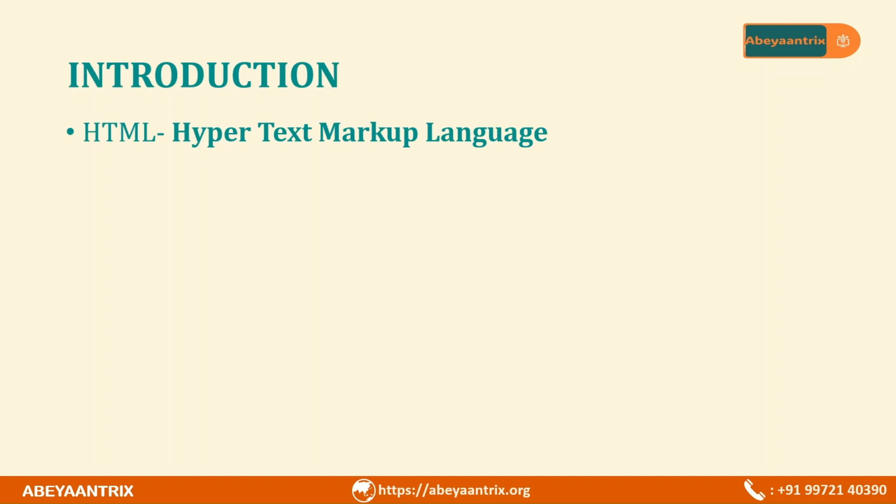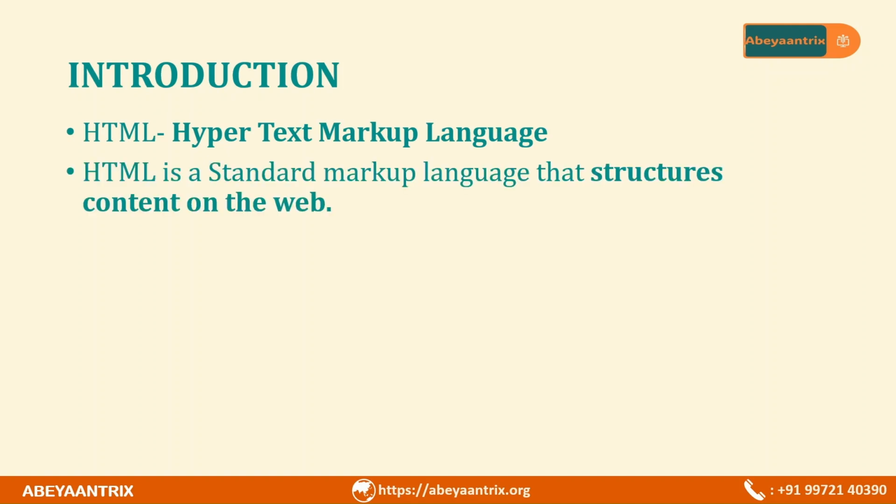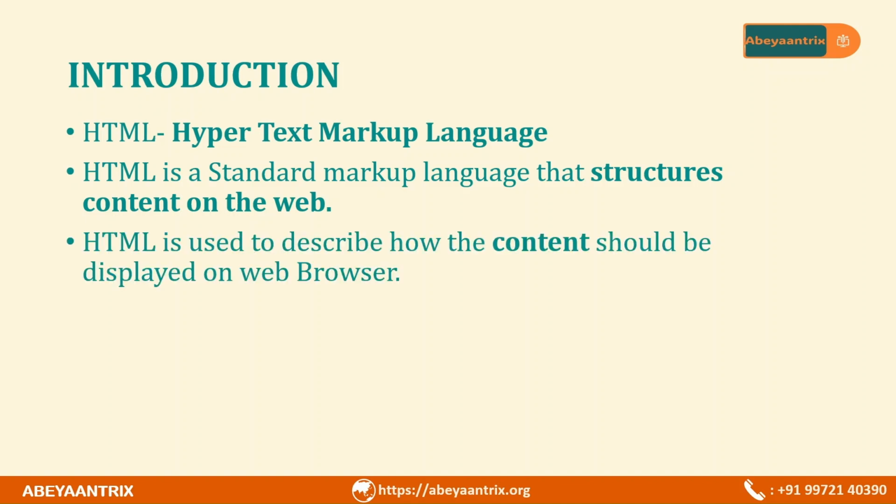HTML is a standard markup language that structures the content on the web. It tells the browser what's a heading, what's a paragraph, what's an image, and describes how the content should be displayed on your web browser, be it Chrome, Firefox, Safari, or any other browser.